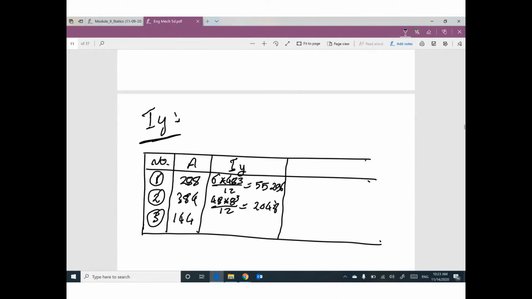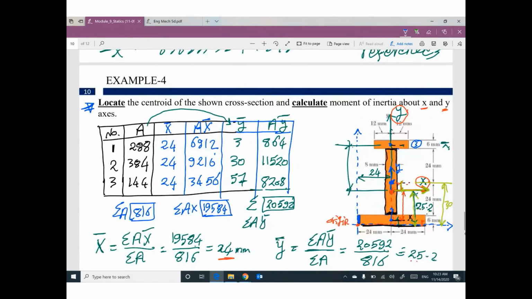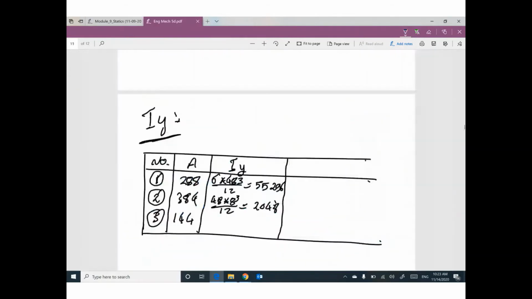2048. Part number 3, at this centroid, I will assume the y-axis is here. So parallel to this y will be 6, times 24 cubed over 12. This value is 6,912.